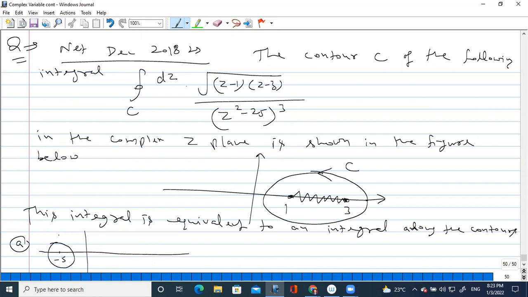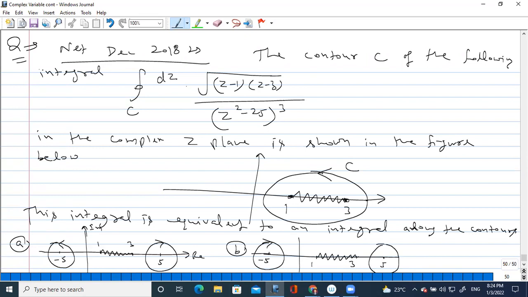In option A, this point is minus 5. This is the same imaginary value and real axis, and the contour is anticlockwise, and there is a point here. Then this cut, again this point here, and one contour they have given in clockwise direction, and this point is 5. Okay, option B they have given. This is the minus 5 point, the contour is clockwise, point 1, point 3, and this is 5 because it is on the real axis, and this contour is also clockwise. Okay, so note down this first.